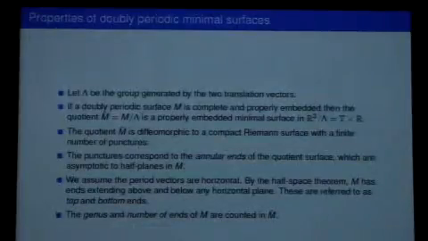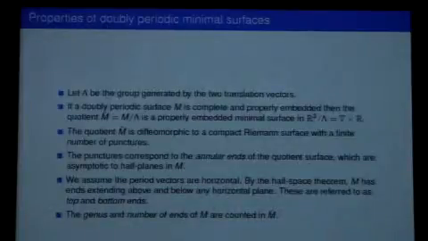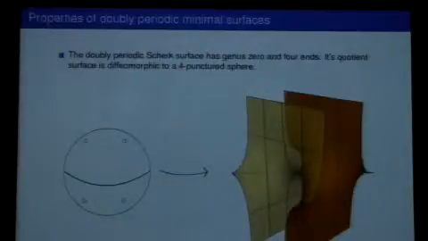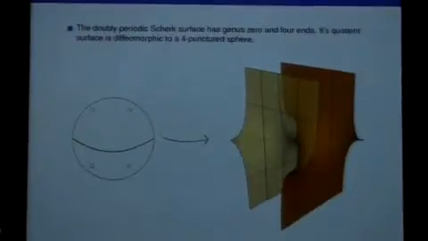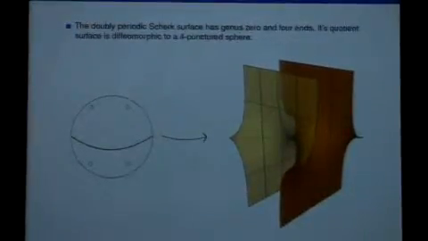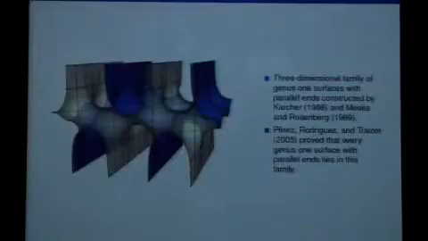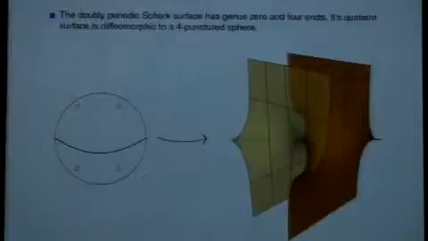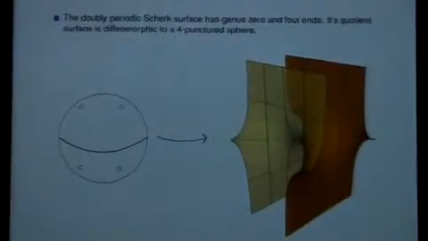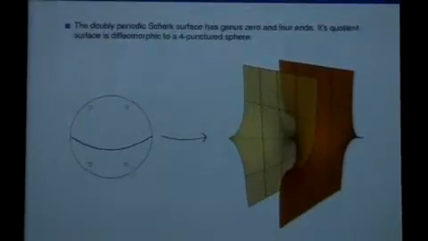The genus and number of ends of a doubly periodic surface, we'll always count in the quotient space. So for example, the Scherk surface is diffeomorphic to a four-punctured sphere, genus 0, and has four ends in the quotient. The classification of doubly periodic surfaces fits into two categories. For the Scherk surface, the top and bottom ends are non-parallel. In this picture, the top and bottom ends are orthogonal to each other. The angle between the ends can vary between 0 and pi.